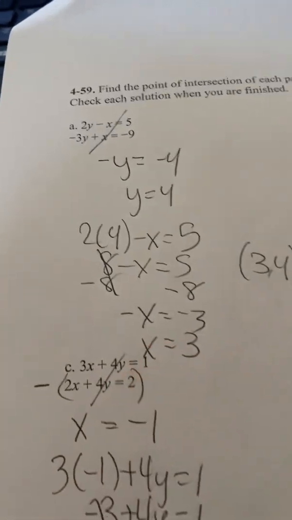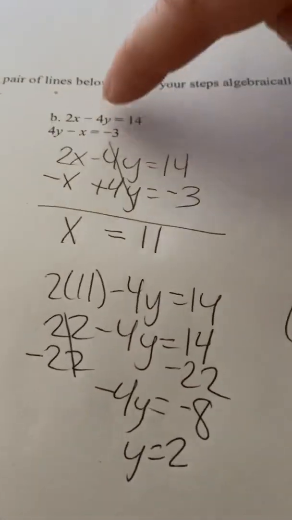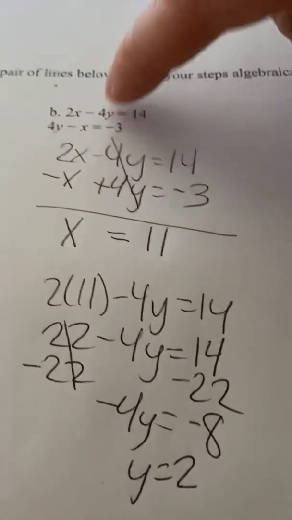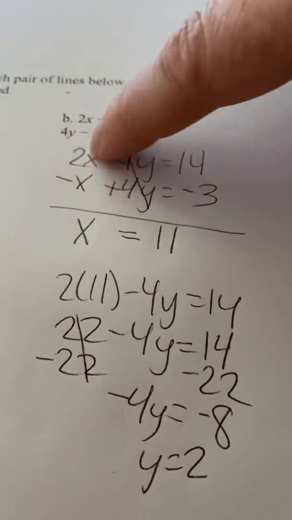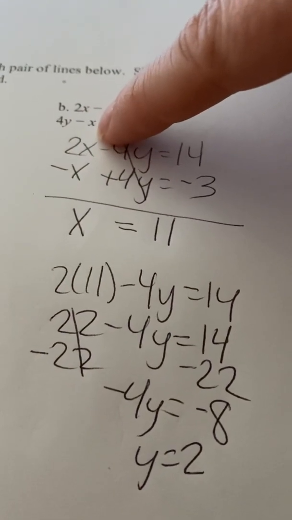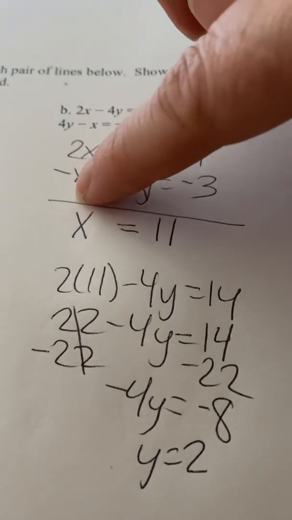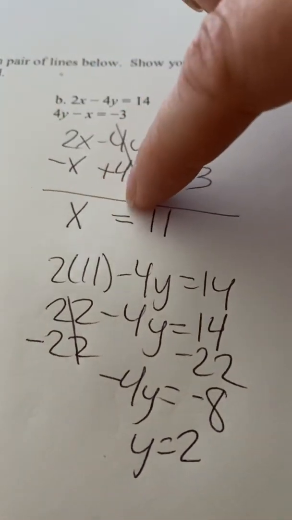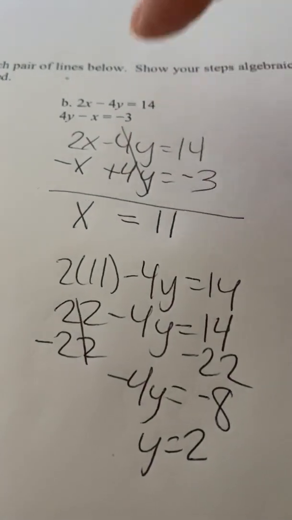Okay, now down here, well, I guess I should do B first, huh? So on B, these you need to rearrange. So I kept the top one the same, so 2x minus 4y equals 14. And then notice I just rearranged the second equation. So you always look in front of it, so the x is negative, and the 4y is positive. So it becomes a negative x plus 4y equals negative 3.